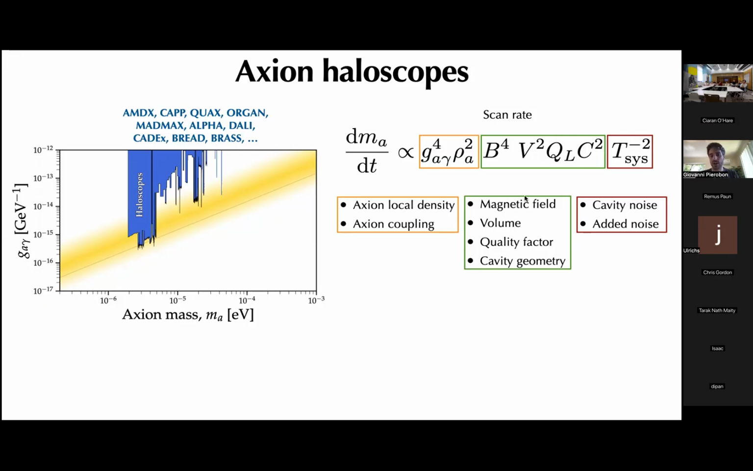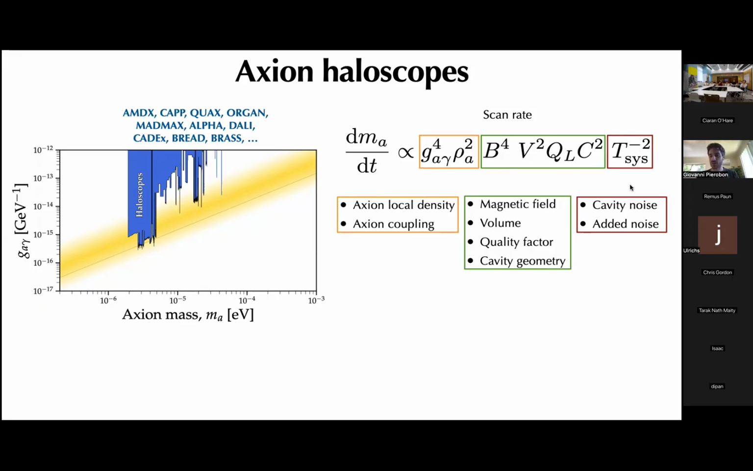So in green, I've highlighted those which are related to the signal. So what can you do to enhance the signal? Definitely a large magnetic field. You have a very steep dependence on the magnetic field, so you want it as large as possible. The volume of the cavity is also really important, and it could be a challenge, as I will explain in just a second. Then the quality factor is how good your resonator is at keeping a coherent oscillation, and there are other factors related to the geometry of the cavity that can enhance or suppress the signal. And then everything else is related to the receiver part.